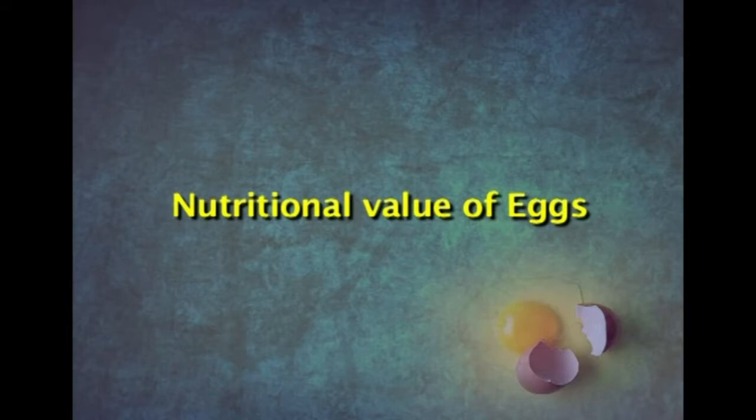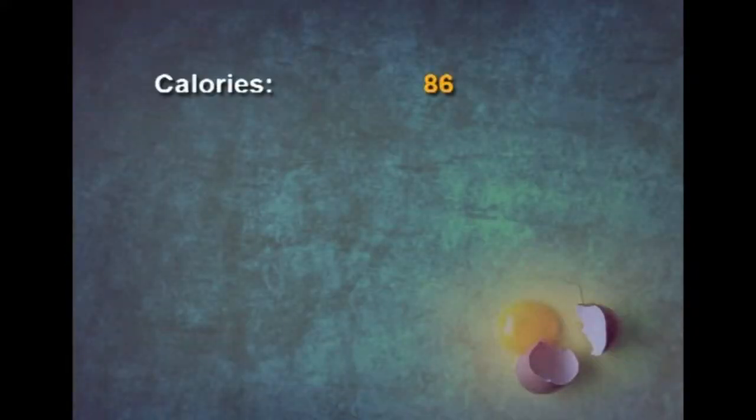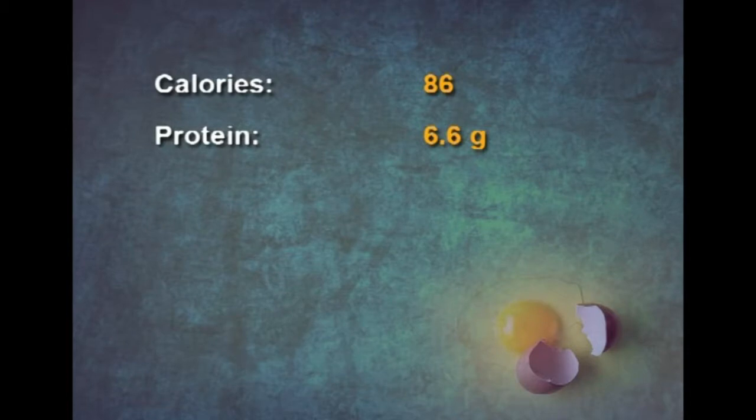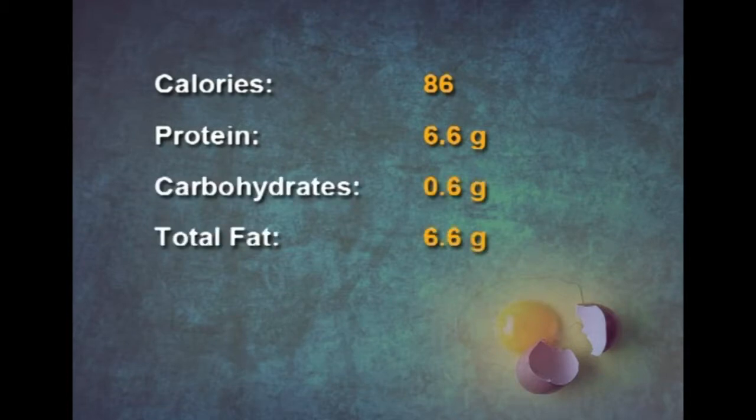Now, the details of the nutritional value of eggs. What I am showing you on the screen with the various components is from the book Nutritive Value of Indian Foods, published by the National Institute of Nutrition. One single egg, which is average, as I said, about 50 to 55 grams, gives about 86 kilocalories, protein 6.6 grams, carbohydrates very less, and total fat is about 6.6 grams, and there are other details.